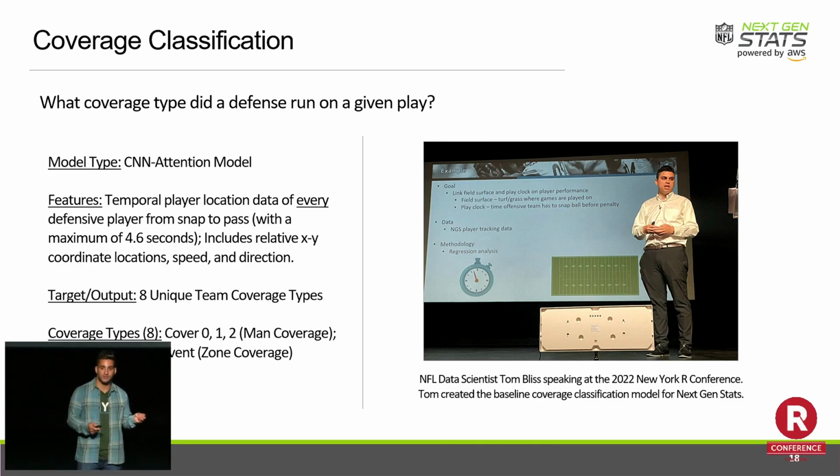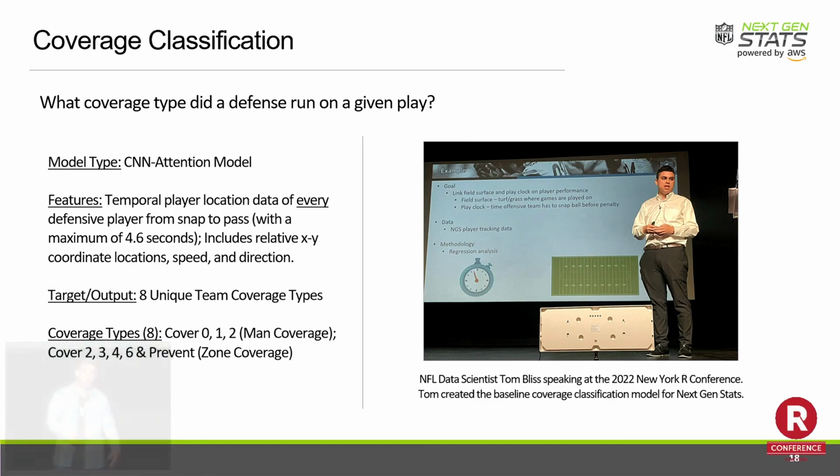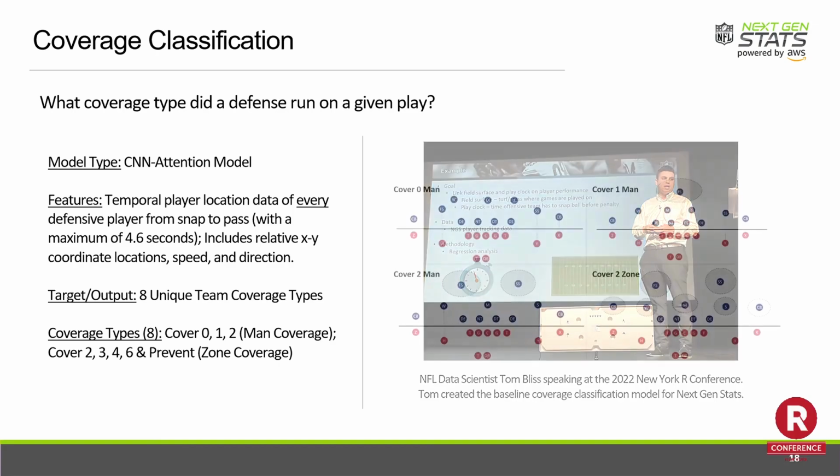What we used was a CNN attention model, and we took the temporal locations of every player on defense from the snap to our 4.6 seconds. And we also took the relative positioning of all players relative to all other players, taking that from the pooling technique we learned from expected yards. We were able to classify 8 different types, so whether it was cover 0, cover 1, cover 2, which are man coverage, and then you also have cover 2, cover 3, cover 4, cover 6, which are zone coverage.